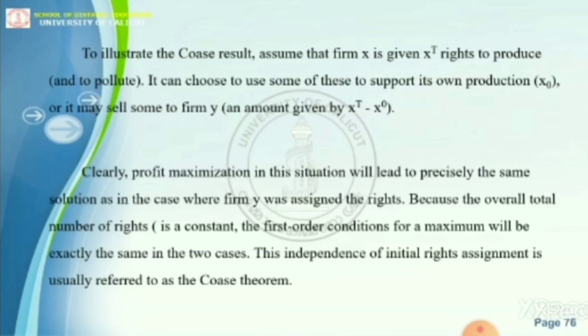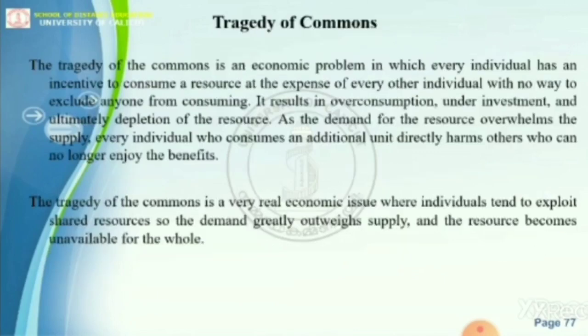This dependence on the initial rights assignment is usually referred to as the Coase theorem. Then the tragedy of the commons is very important. The tragedy of the commons is an economic problem in which every individual has an incentive to consume a resource at the expense of every other individual, with no way to exclude anyone from consuming. It results in overconsumption, underinvestment, and ultimately depletion of the resource.